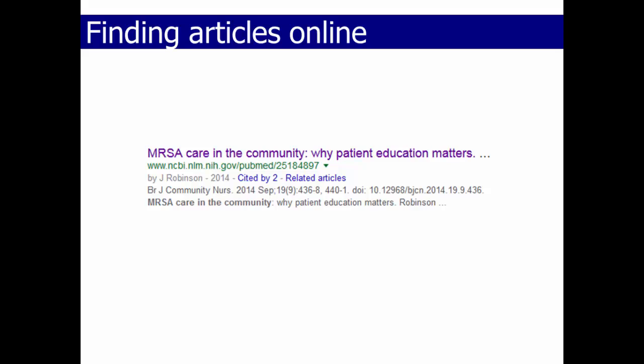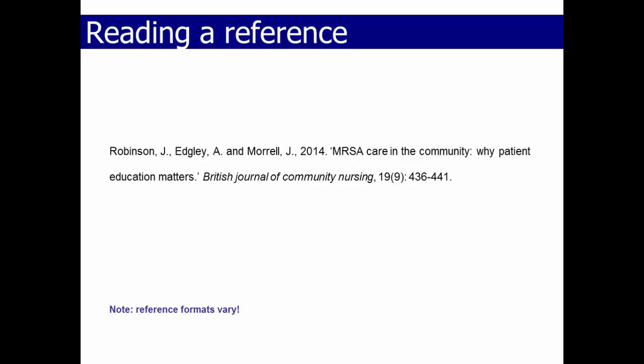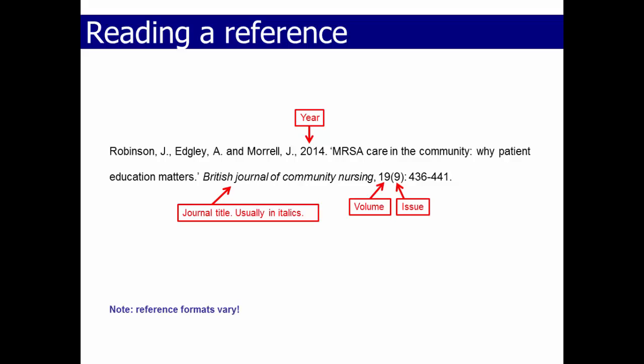The information you need can be found in the article citation or reference, which may appear like this. The most important elements here are the journal title, the year of publication, and the volume and issue number. Journal titles will often be in italics.